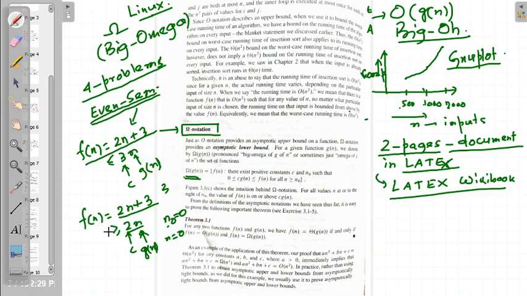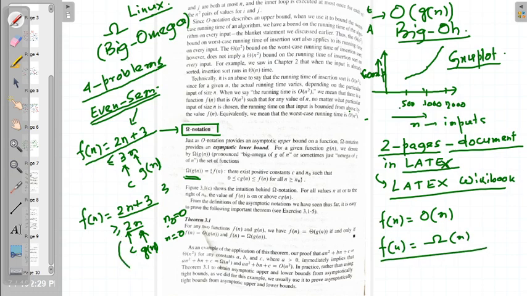So that is the definition: if f(n) is greater than or equal to some c times g(n), then we call this f(n) equal to omega of g(n). In the last class we saw that f(n) equals order of n, and here we will be writing f(n) equal to omega of n. So you see that the definition is given here. This is omega of g(n).